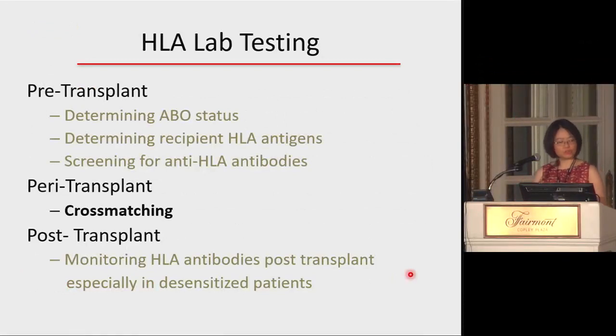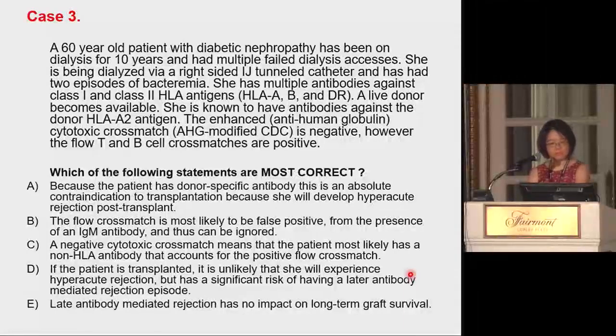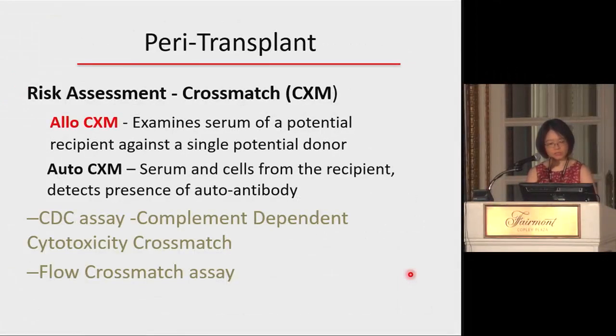So what happens in the peri-transplant period? This is when we're talking about doing the cross-matching. Here, what I want is for you to start thinking about how cross-matches occur and how to interpret them. But why don't we look at the case in more detail at the end, after we've gone through the slides. Essentially, what really matters is what we call the allo cross-match, where you're examining the serum of your potential recipient or candidate against a single donor.